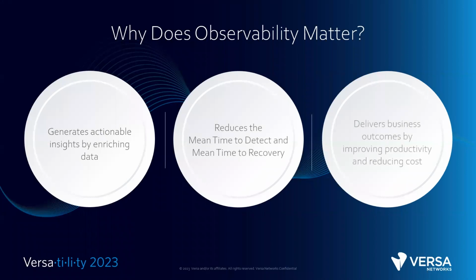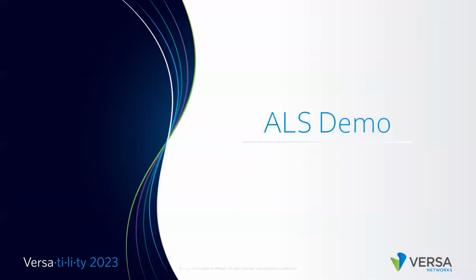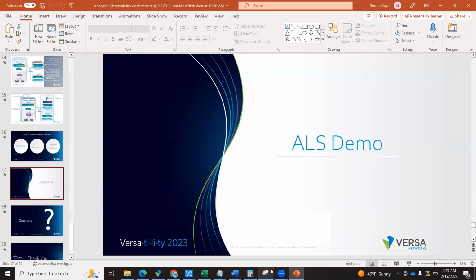Finally, to summarize why observability matters in the case of SASE: these environments are highly distributed. The ability to enrich various data retrieved from these different endpoints helps greatly to generate actionable insights, which helps in reducing the mean time to detect and recover from failures. It also provides better business outcomes by improving your productivity and reducing cost. Now let's look at a demo of advanced logging service.